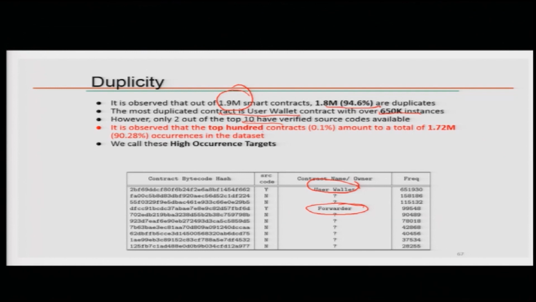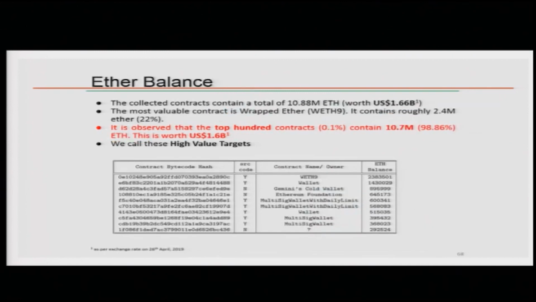Now it is observed that the top 100 contracts, only 0.1% of the 100,000 original contracts, get duplicated about 1.72 million times. That means 90% of the duplication is in only about 100 contracts. So the diversity of contracts is very, very low. And then we wanted to see balances. We found that the top 100 contracts contain almost 99% of the Ethereum.